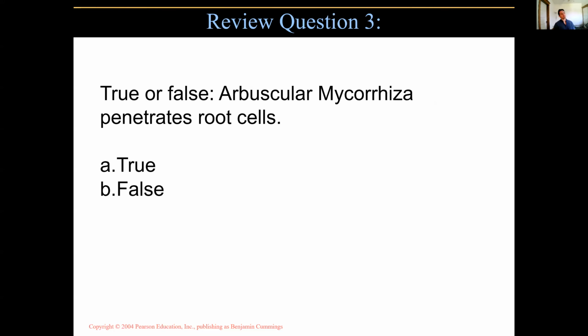So, true or false? Arbuscular mycorrhiza penetrate root cells. So remember, think back that there are 2 types of mycorrhiza. So was it the arbuscular that penetrated root cells, or was it the other one, the ectomycorrhiza? The answer, of course, here is true. It is actually the arbuscular mycorrhiza.